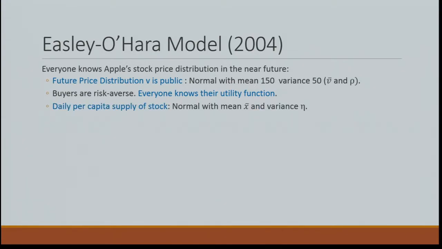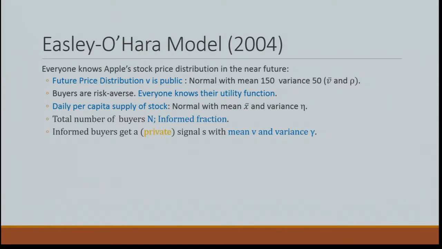You also know the daily per capita supply of stock, or at least its distribution, which is, you know, the mean and its variance. You also know the total number of buyers. You also know the fraction of the informed buyers who actually do research. The only thing you don't know is that the informed buyers will get a private signal, S, but its mean and variance you still know. And it's again a normal distribution.